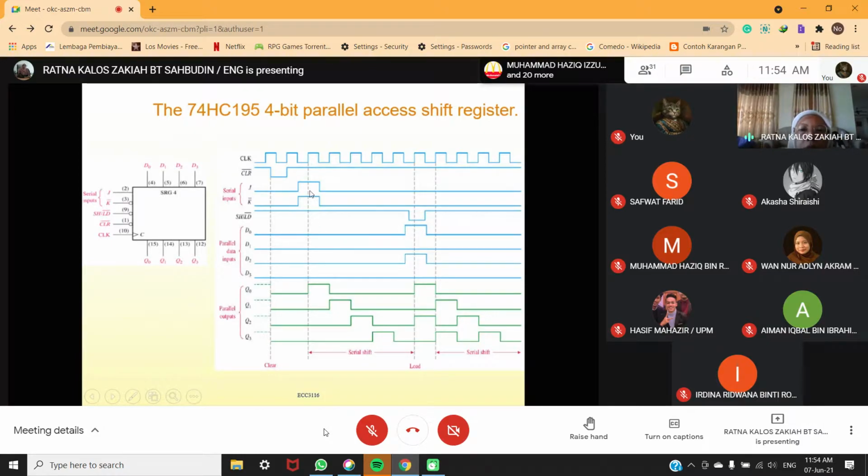Okay. Now, then you look at here. What happened here? J and K are both high. Okay, both are high. So now, if you have data here, it goes in here. So at this part when both are high, it becomes serial shift. Since this is high also, it will shift here.